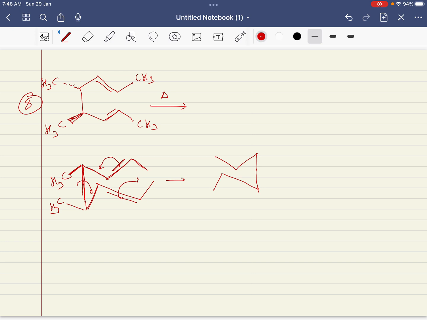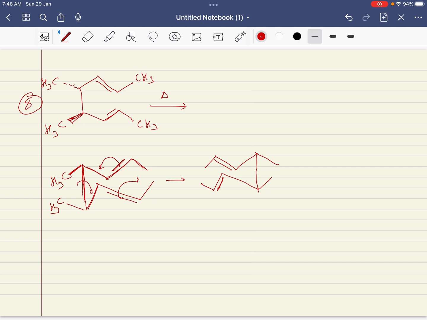We'll write this trans only. We'll write here trans only. Here we'll write this as it is. Here the new pi bonds are formed. So this is below and this is above. So both are trans here. Look at here, both are trans.